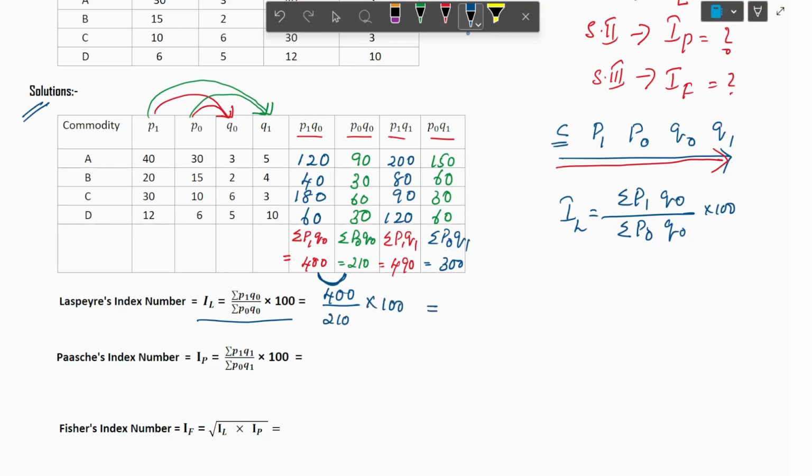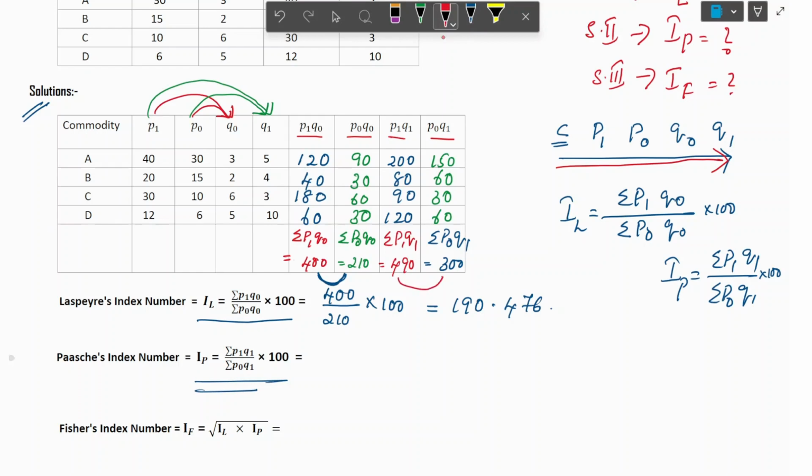You are going to get the value 190.476. Next, IP. IP, the same thing. Sigma P1, sigma P0 in the denominator, you multiply with Q1 into 100, right? Therefore, here I have written these two values, P1 Q1 and P0 Q1. Therefore, you can substitute here, that is 490 divided by 300 into 100. The answer after calculation is 163.333.